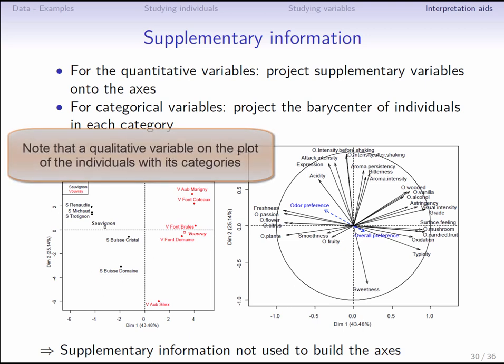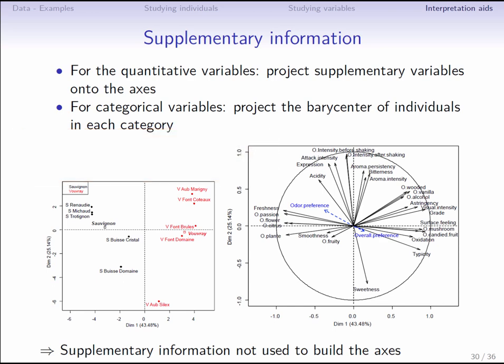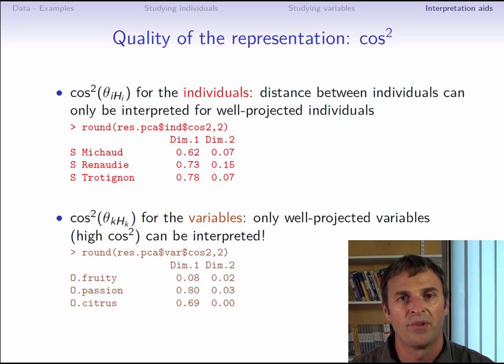Note that the qualitative variable is represented on the plot of the individuals, not on that of the variables. If we have several qualitative variables, we can calculate the centers of gravity for each category of each qualitative variable. Another indicator useful for interpretation is the quality of the representation.